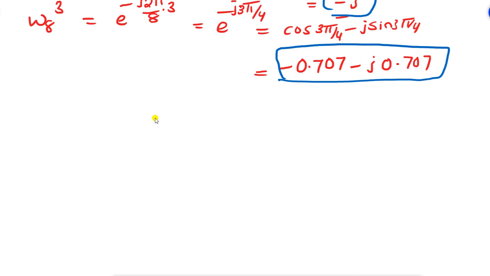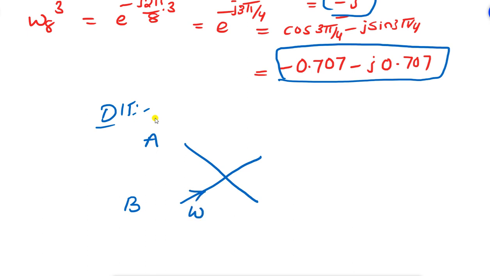Once again, I'm explaining the DIT algorithm and how the butterfly works. Here two parameters are there, A and B, and the twiddle factor at B is W8 to the power of K. The formulas are A plus B into W8K, and A minus B into W8K.